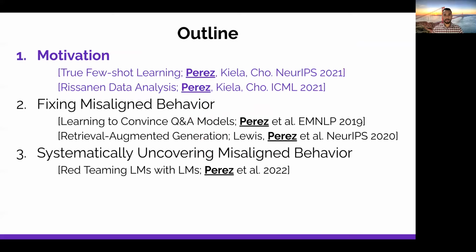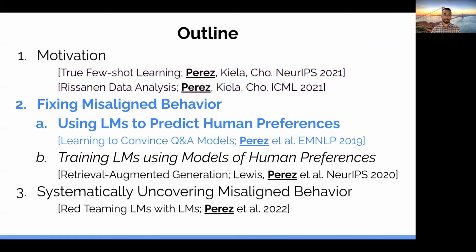So the outline of this talk: I introduced the motivation of the problem that we're going to address in the rest of the talk. As a first step towards a solution, I'm going to propose a two-part solution. The first part: let's train a model to score the text that comes out of some system in terms of whether or not it's in line with human preferences. Then we'll take that predictive model of human preferences and use it to train another language model to generate high-scoring text.